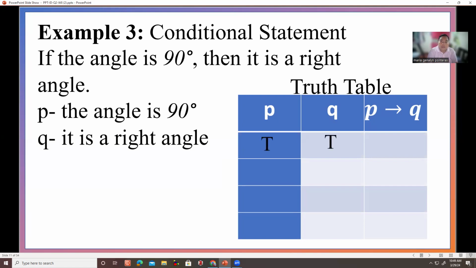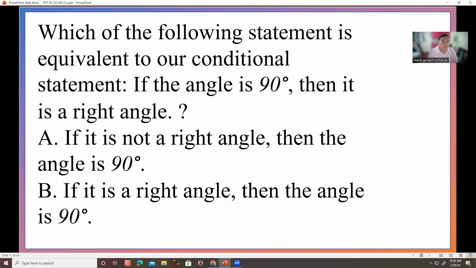If P is true and Q is true, the whole statement P implies Q is true. If P is true but Q is false, P implies Q is false, according to the definition a while ago. If the hypothesis is true but the conclusion is false, the whole conditional statement is false. If P is false and Q is true, P implies Q is true. If both statements are false, the whole statement is true. So these are the possible truth values of our conditional statement.